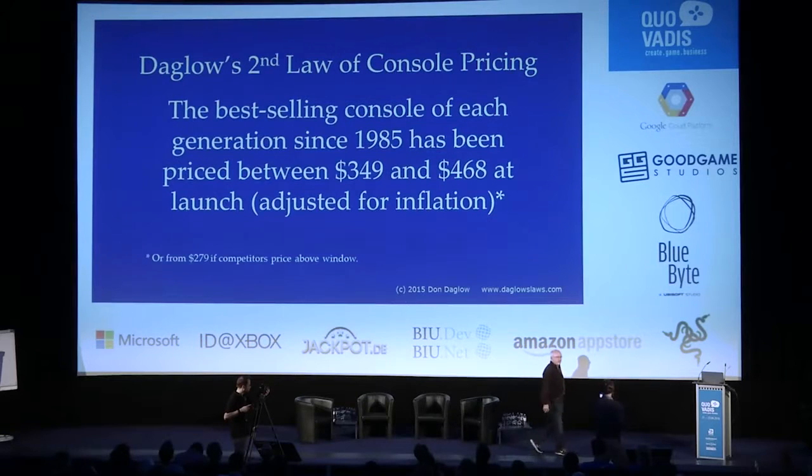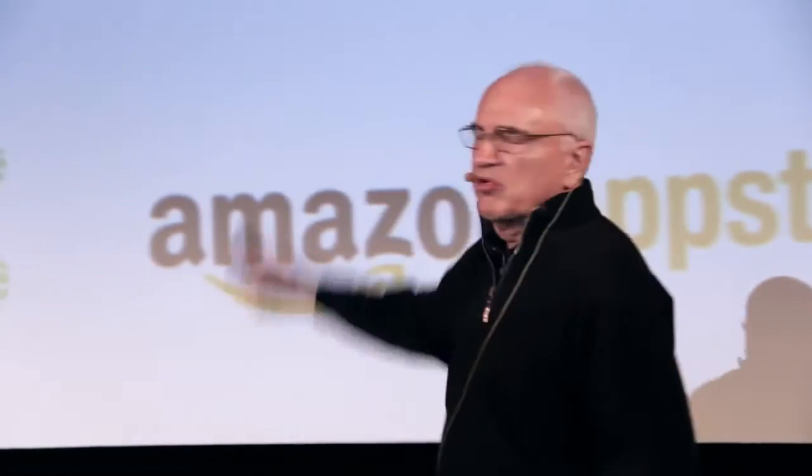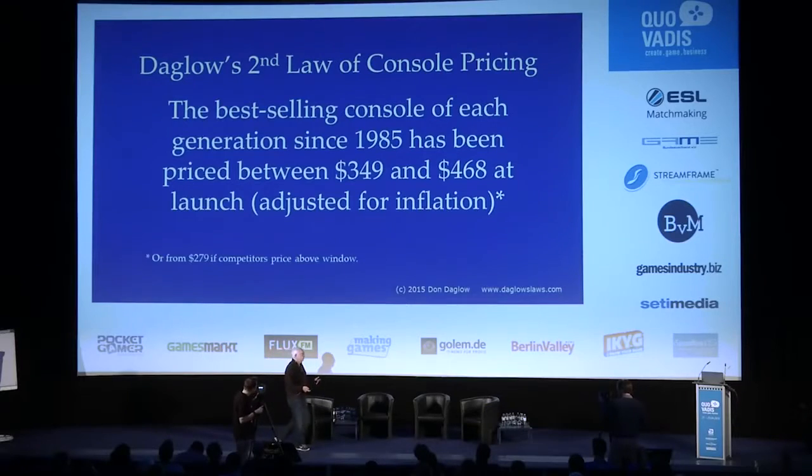So this is why I come to my second law of console pricing. For conferences, I have fun with the idea of coming up with laws. And basically, it's about this window between 349 and 468, that narrow window. And you could say, well, gosh, I look at the charts. It should be obvious. If I'm a hardware company, I've got to be in that window. And you know that these companies have done all this same research. All this data is readily available.